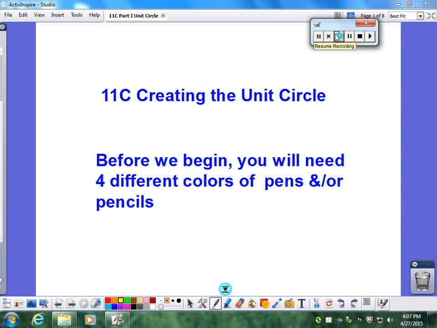Alright, this is 11C notes. We're going to be working today on creating the unit circle. Before we begin, you will need to have 4 different colors of pens or pencils. So if you need to stop the video and go get those supplies, please do so. You also will need a copy of your unit circle, the green sheet.